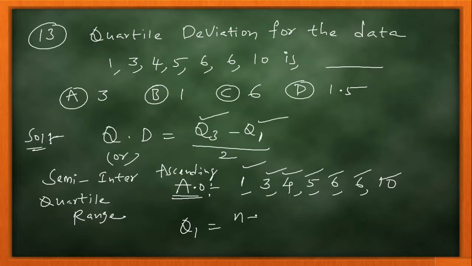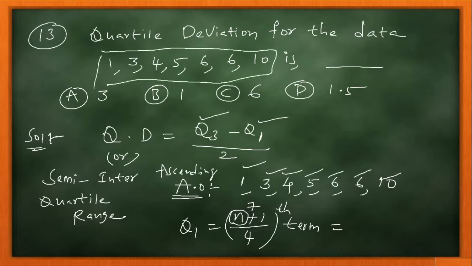Q1 means (n plus 1) divided by 4th term. Small n plus 1 divided by 4th term. What is small n? Seven observations. In place of n, you are going to substitute 7 because 7 observations are given in this problem. But you must arrange the given observations in ascending order because we are going to find the quartile deviation. In place of n, if you substitute 7, 7 plus 1 is 8, 8 by 4 means the 2nd term. So the second term is the first quartile. What is the second term? 3 is the second term. So no doubt Q1 is equal to 3.